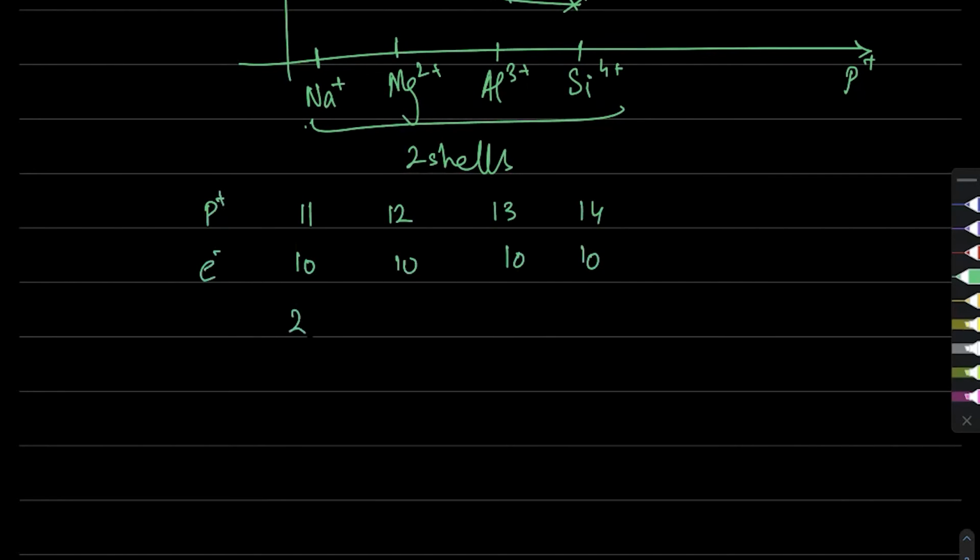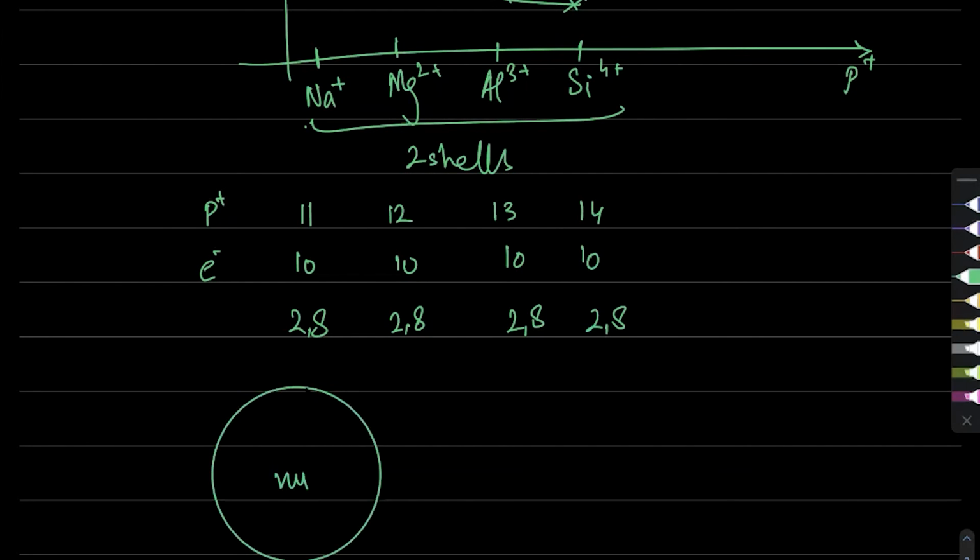Shells structure is this: 2 8 2 8 2 8 2 8. Imagine the second shell of 8 being pulled by the sodium ion's 11 protons, compared to that same shell being pulled by the 14 protons of silicon. Which will pull more strongly? Silicon.